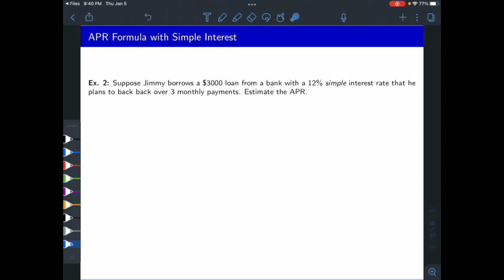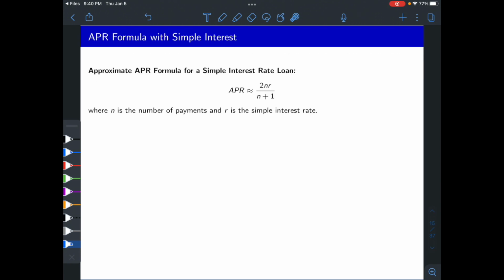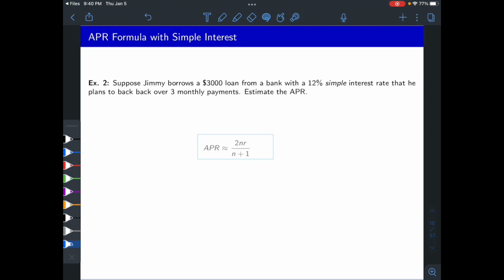Okay, so going back to that previous example, Jimmy borrows a $3,000 loan from a bank with a 12% simple interest rate. He's paying back over 3 monthly payments. What is the APR actually? So we can take this formula. Can I just copy that? See if that works. Sweet.